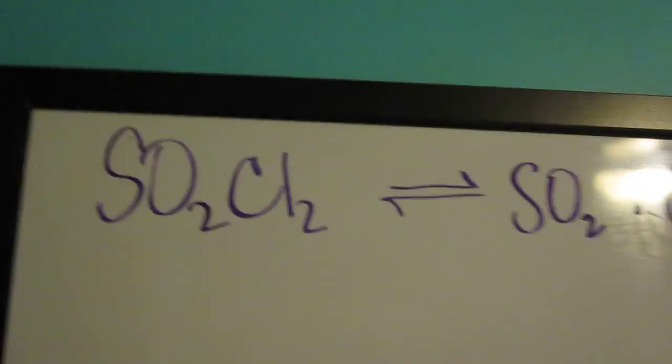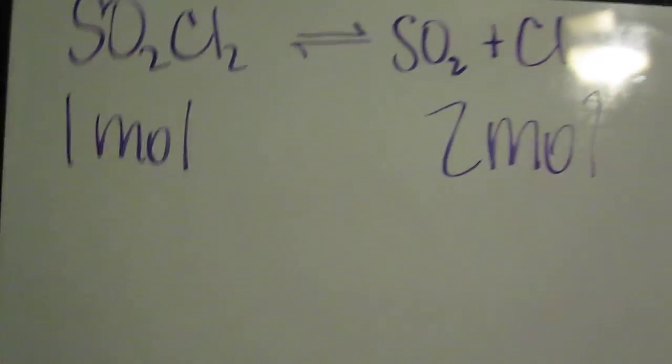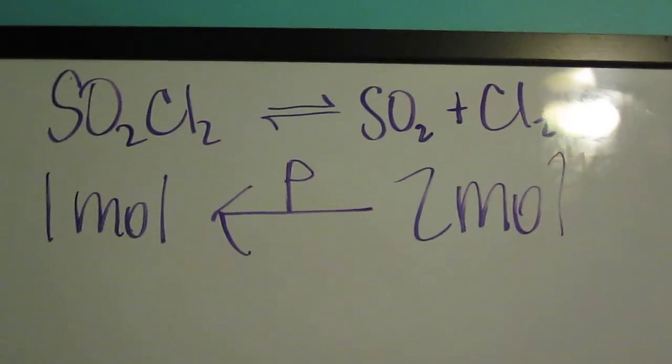Le Chatelier's principle just means that if you have an equilibrium, no matter what you do to it, it's going to want to relieve the stress. So if you put a ton of pressure on the system, this has 1 mole and this has 2 moles. For every 1 mole of this you get 2 moles of these things. So if you put a lot of pressure on the system, it's going to want to shift this way, because you want to go from 2 moles to 1 mole to relieve the stress.